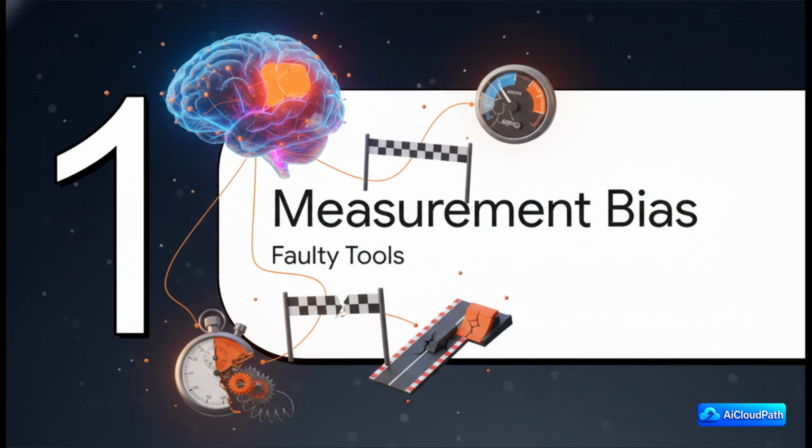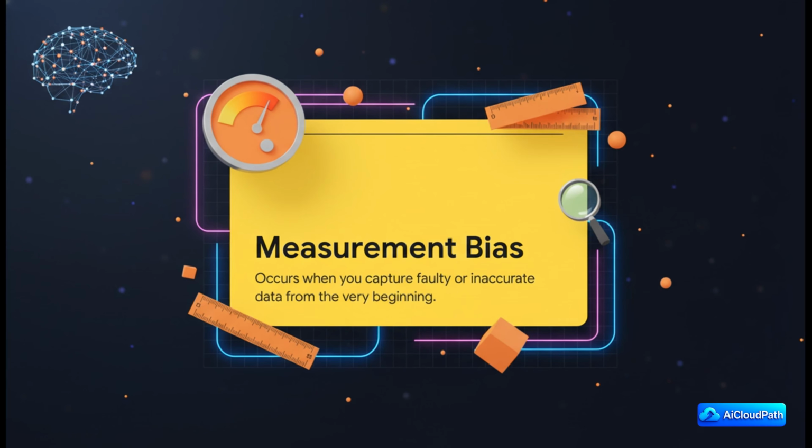Okay, so let's get into the nitty-gritty. First up, we've got something called measurement bias. And honestly, the best way to wrap your head around this one is to imagine you're timing a race, right? But here's the catch. Your stopwatch is busted right from the get-go. So what this really means is that the tools you're using to collect your data are just wrong. They're inaccurate. It's an error that happens right at the source, which means every single piece of data you collect has that same mistake baked right into it.